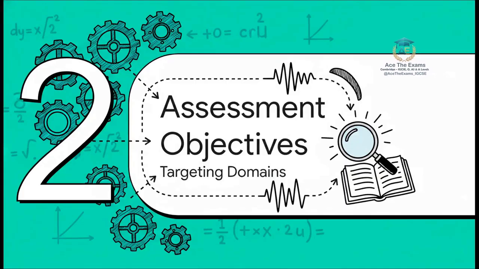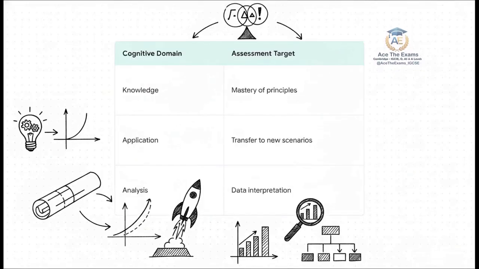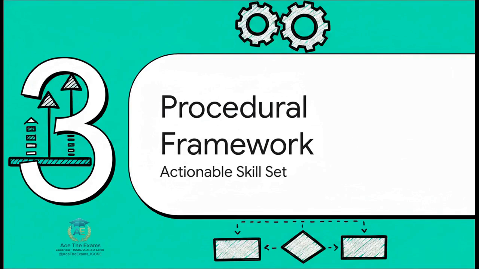Section 2. Core assessment objectives. Targeting domains. Let's cross-examine the text and figure out how to frame your opening statement. The examiners are grading you against 3 distinct cognitive domains. First, knowledge and understanding. Do you actually master the fundamental principles of a normal line? Second, application. Can you transfer that to a new scenario? And third, analysis. Can you interpret the data systematically? If your paragraph layout doesn't directly address all 3 of these assessment objectives, your argument is getting thrown out of court.